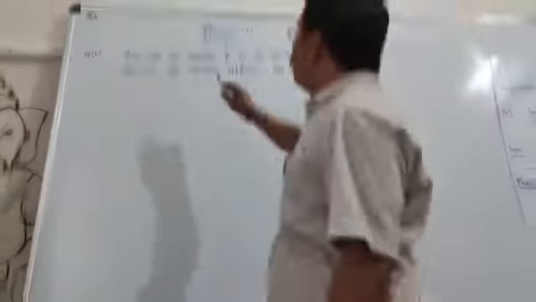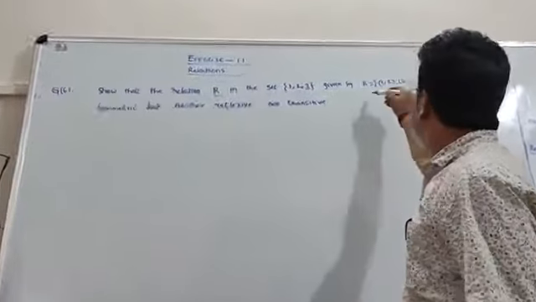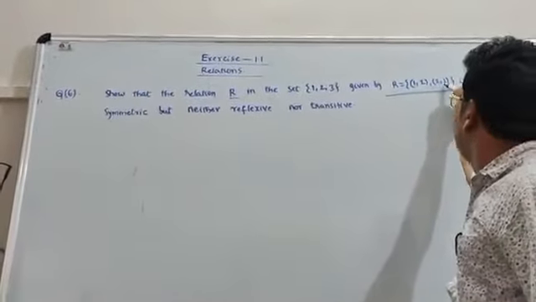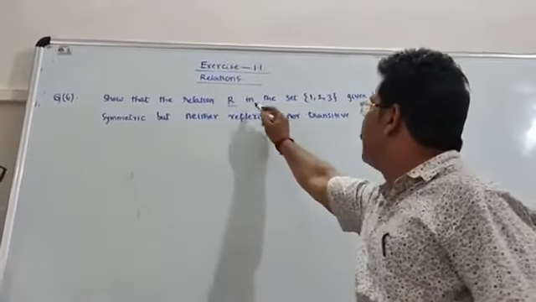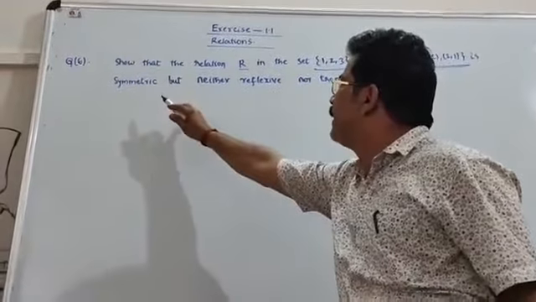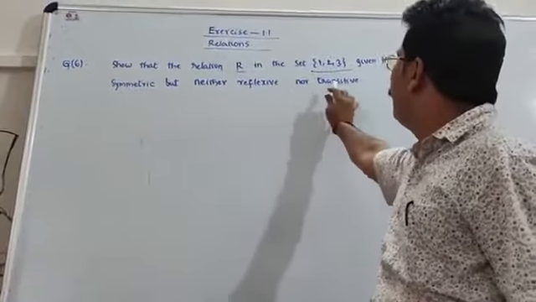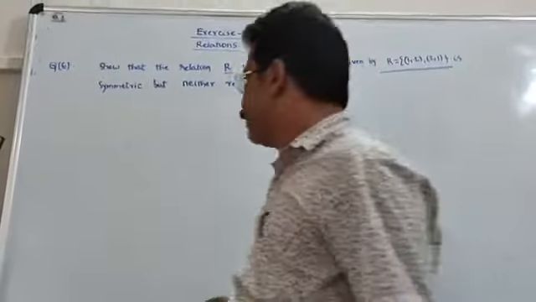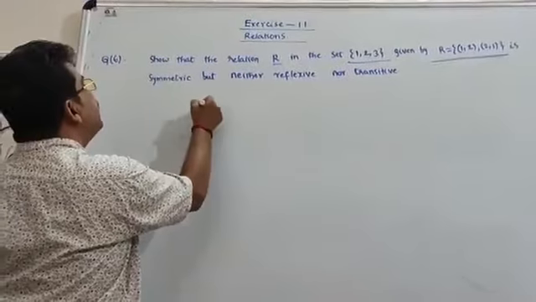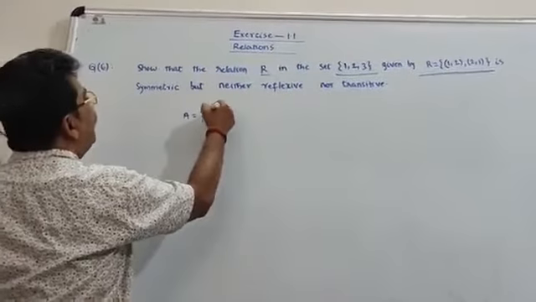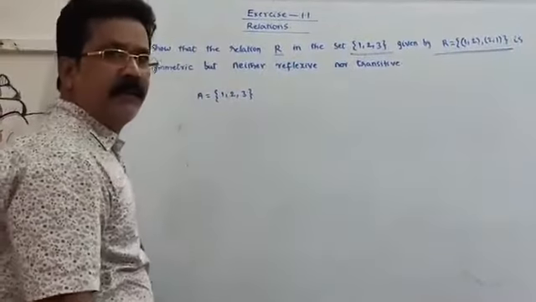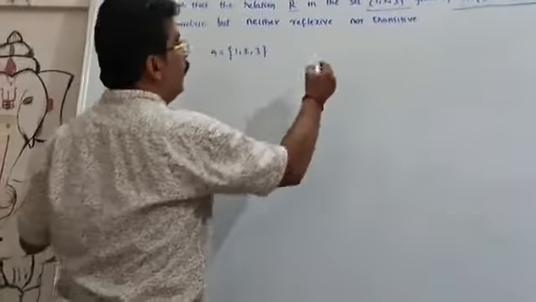Hence the problem: the relation capital R equal to the set {(1,2), (2,1)} in the set {1, 2, 3} is only symmetric but not reflexive and not transitive. This is the question. Actually, what is the complete meaning? Let capital A be the main set, A equal to {1, 2, 3}. Okay.